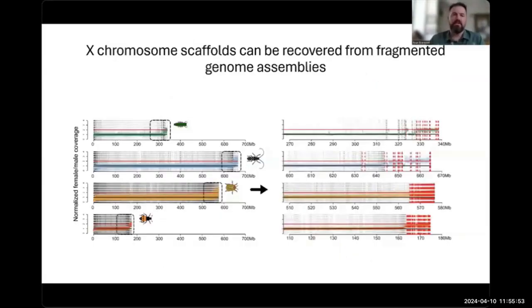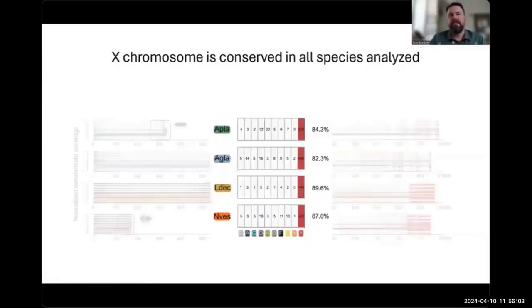We then turned our attention to the fragmented assemblies, and using differences in male and female coverage, we identified scaffolds that look to be X-linked in those species. We then identified the one-to-one orthologs on those putative X-linked scaffolds, and found where they were in the Tribolium castaneum assembly. And we see that they all are on the X chromosome in Tribolium castaneum, suggesting that the X chromosome is also the same chromosome in all of these other species of beetles.